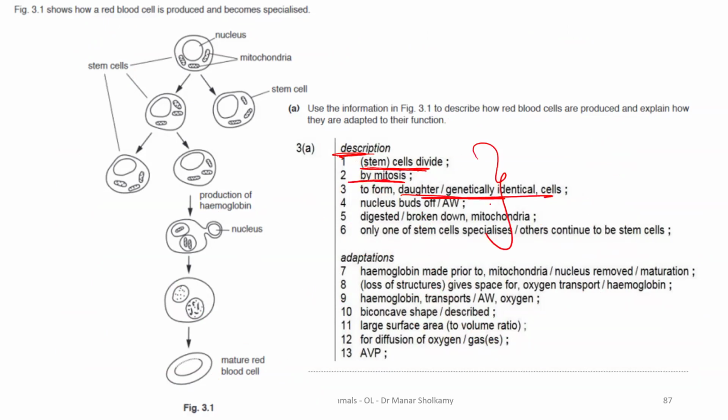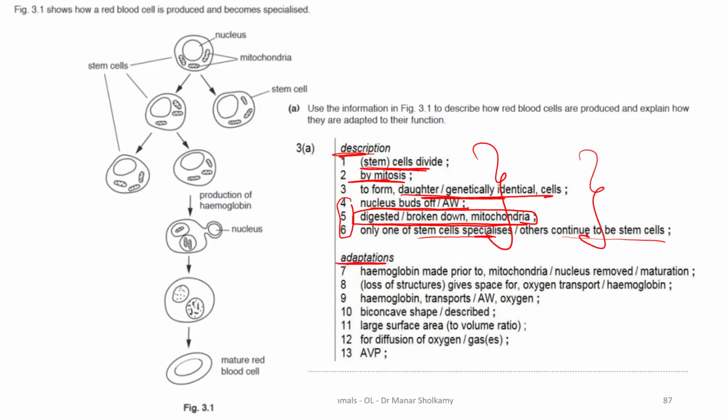Here is the explanation of the stem cells that we said. And here they describe that the nucleus is removed and the organelles are broken down. You can even give an example of one of the organelles. Only one of the stem cells specializes, the others continue to be stem cells. This is the definition of stem cells: either they divide by mitosis to give more stem cells or they specialize.